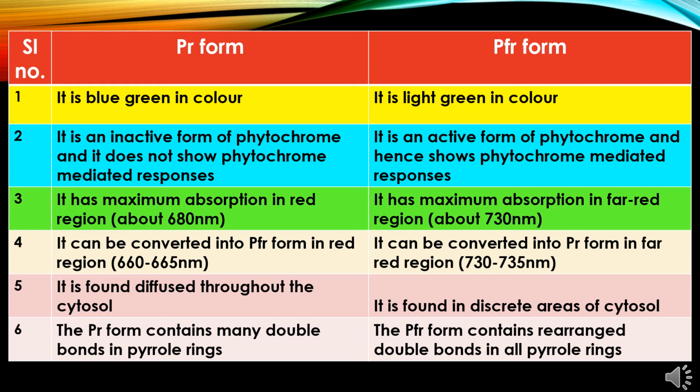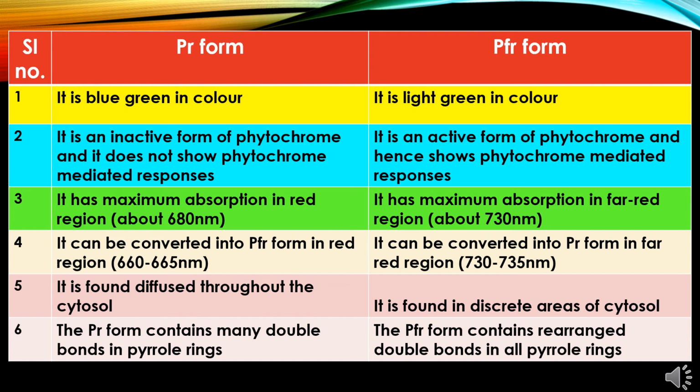Third, the Pr form has maximum absorption in the red region, about 680 nm wavelength, while the Pfr form has maximum absorption in the far red region, about 730 nm. Fourth, the Pr form can be converted into the Pfr form in the red region when the wavelength is 660 to 665 nm, while the Pfr form can be converted into the Pr form in the far red region with a wavelength of 730 to 735 nm.